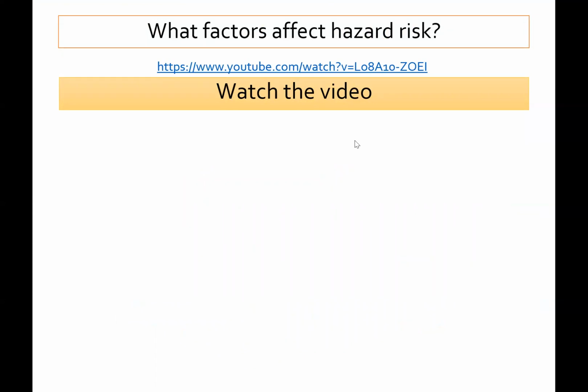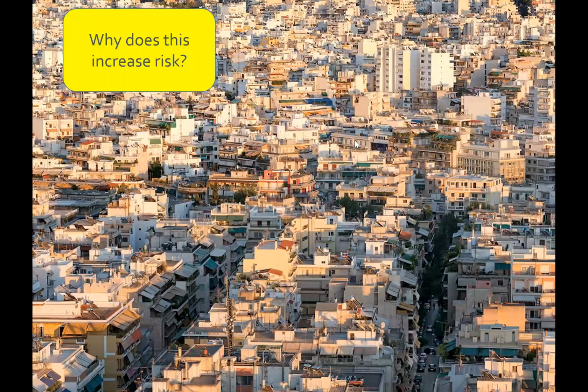So we're now going to start thinking about what factors can affect hazard risk. If you click on this link to YouTube, watch through the video and then just write down what factors can affect hazard risk. What can make hazards more severe? So this picture here, have a look. What is it? What does it show? And why does this increase the risk of hazards?